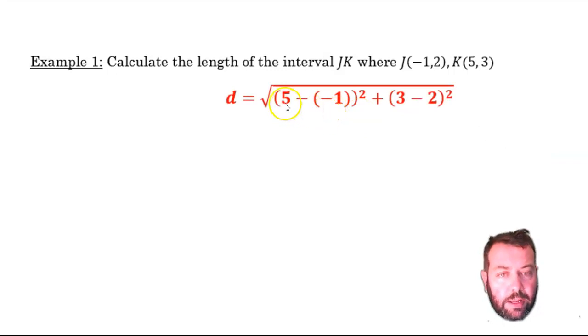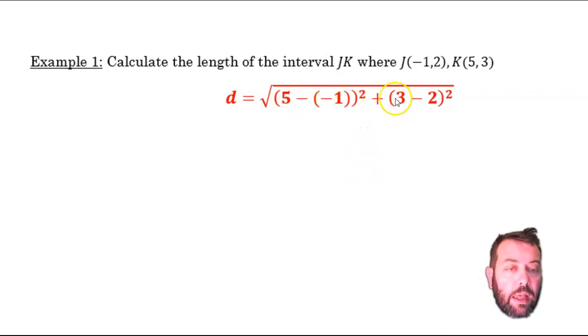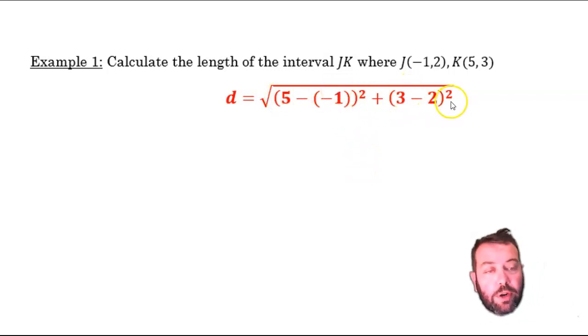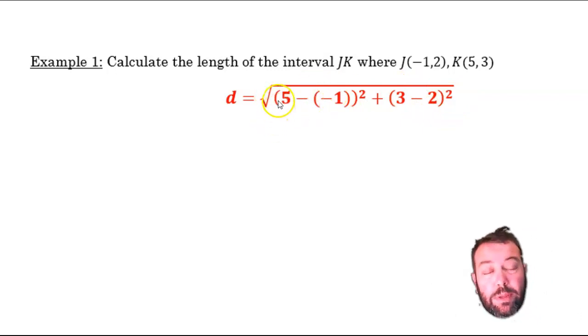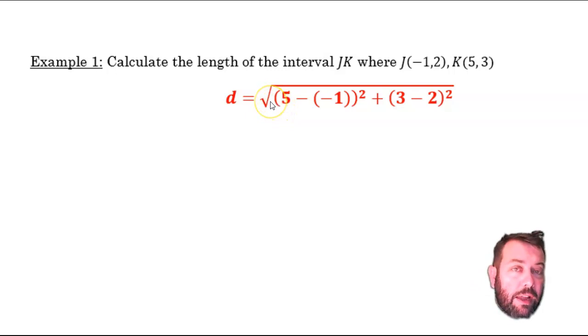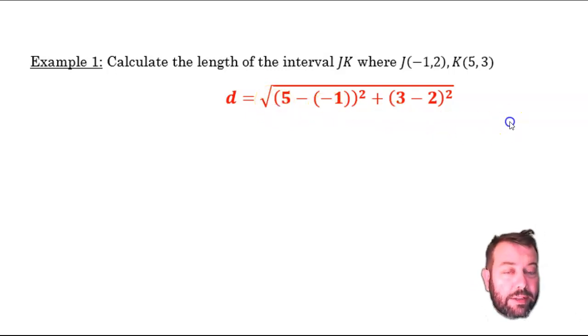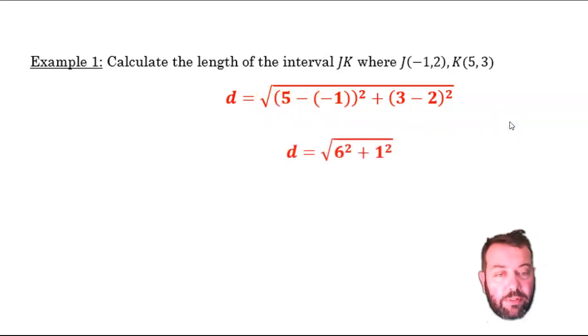So here we go. There's our distance formula. You can see there's our x2 minus x1 squared plus y2 minus y1 squared. I've put the brackets around the negatives. We will be dealing with negatives here a fair bit, and it's an easy way to make a silly mistake. So we evaluate those things.